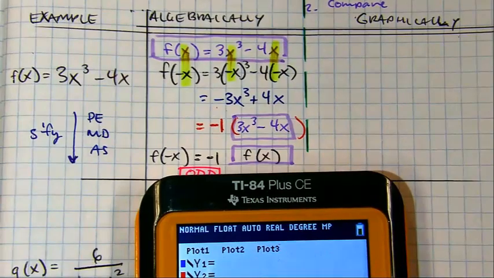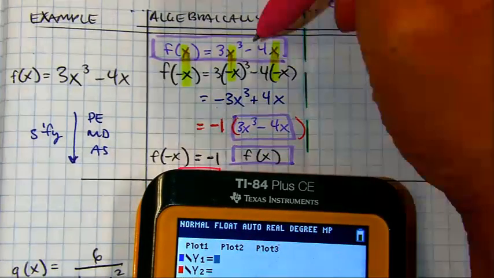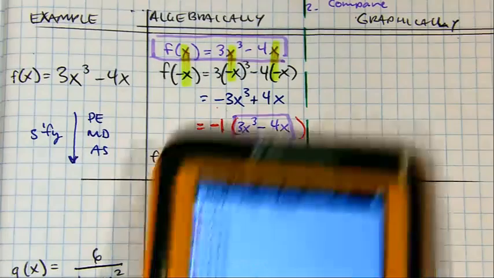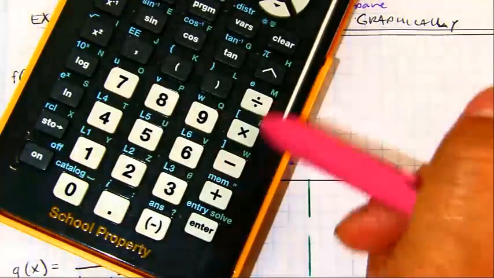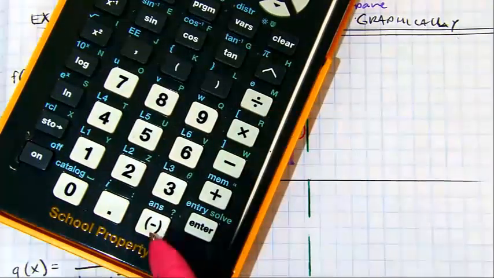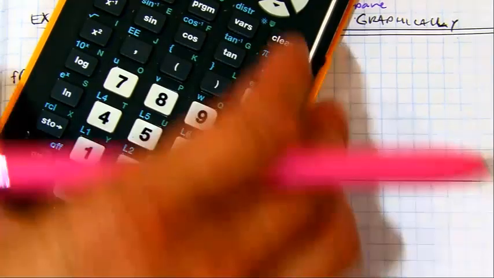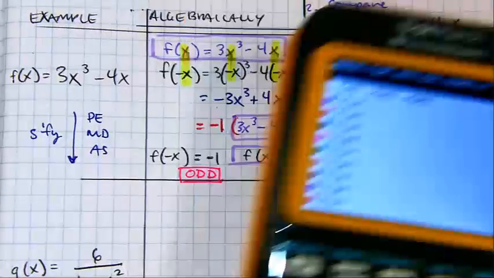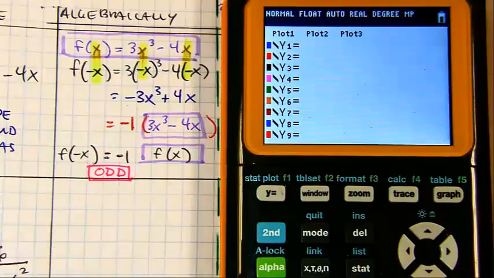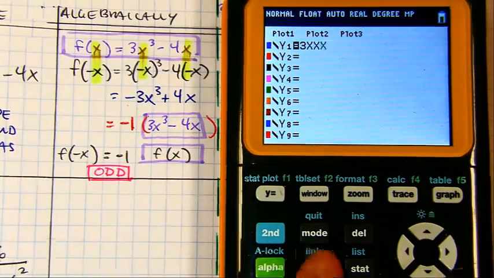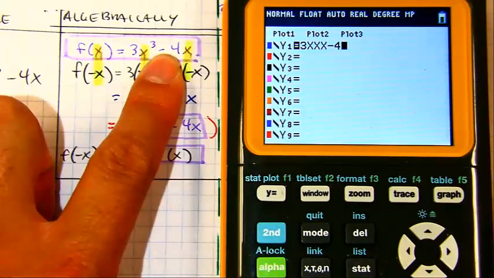Just to clarify again, this is a subtraction sign, and I want to highlight that on here. These are your math operations, so this is subtraction, this one is negative. That is a big deal because your calculator will read it, you'll get an error. So let's type that in. 3x cubed minus 4x.